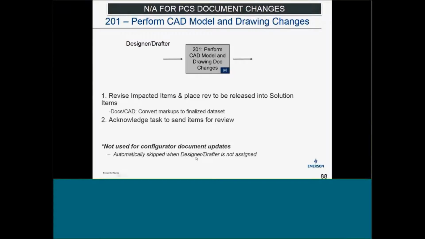There's a new step 201 to perform the CAD model and drawing changes. So for a part and bill of material change, this would be the step where the drafter would update the drawings, update the CAD model to do the related parts. And this is not used for PCS document changes, so this is skipped over as long as the designer drafter is not assigned.